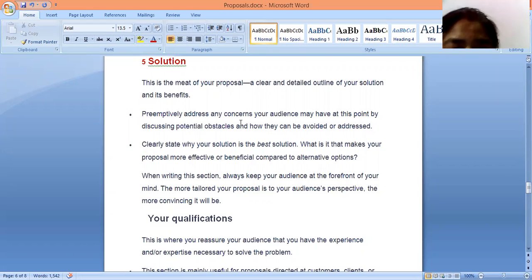move simply. To primitively address any concern your audience may have at this point by discussing potential obstacles and how they can be avoided or addressed. Clearly state. So what happens first? What is the first bullet? Discuss the problem, address any concern the organization is having, and provide the answer.